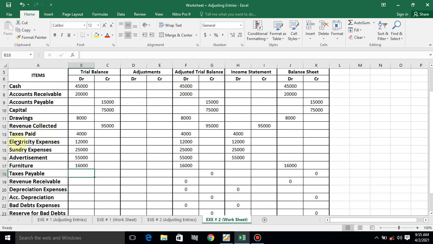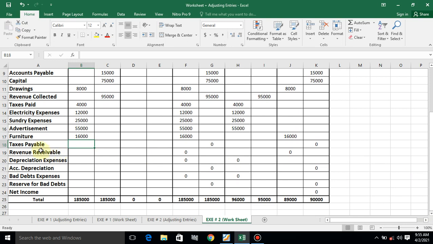Tax expenses is also already given in trial balance, so there is no need to repeat it again here. Taxes paid is already given in trial balance, so we will not write it again down here. Then we have taxes payable. Taxes payable is not given in trial balance, so that's why we have to mention it here down. This taxes payable figure item is taken from adjustments, so I have written taxes payable here.